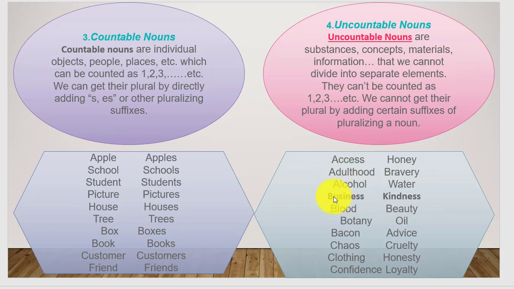Adulthood, alcohol, business, blood, botany, bacon, chaos, clothing, confidence. Confidences you cannot say. I appreciate his confidences would be a wrong sentence, to add s to this concept of confidence, this idea of confidence, this quality of confidence. So honey, which is a liquid, bravery, water, kindness, beauty, oil, advice, cruelty, honesty, loyalty. So you cannot add an s to any one of them. They are called uncountable nouns.